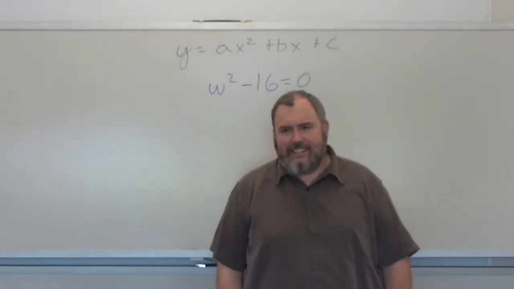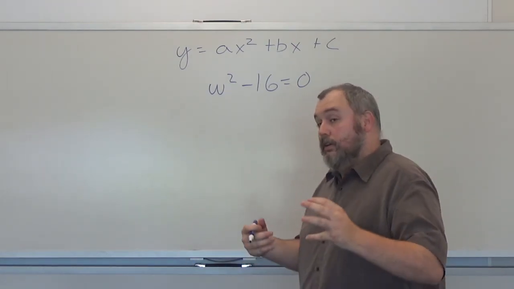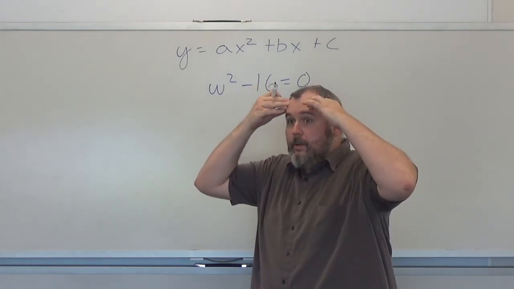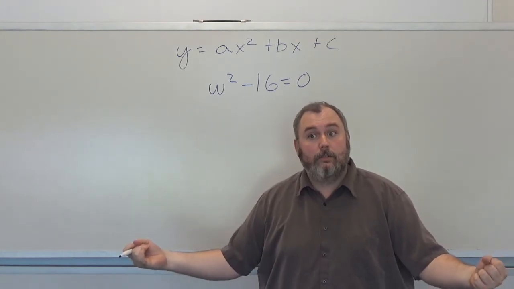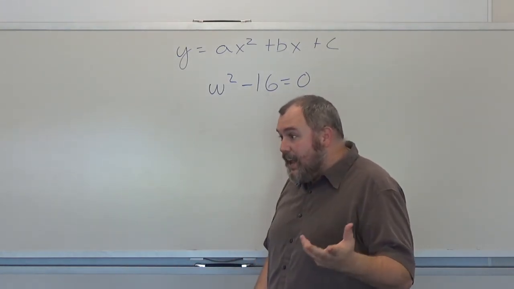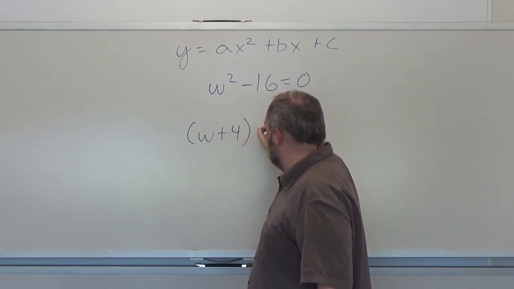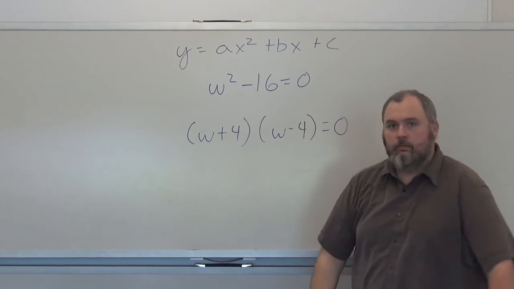W squared minus 16. The w squared, hey, that's a perfect square. 16, hey, that's a perfect square. The minus, wait a minute, this is a 2-term expression. Hey, this is a special product rule. Remember that? So I can say that this is actually w plus 4 and w minus 4 equals 0.